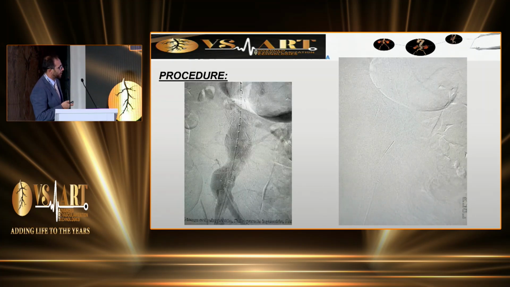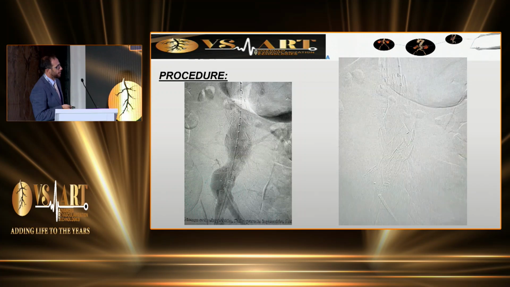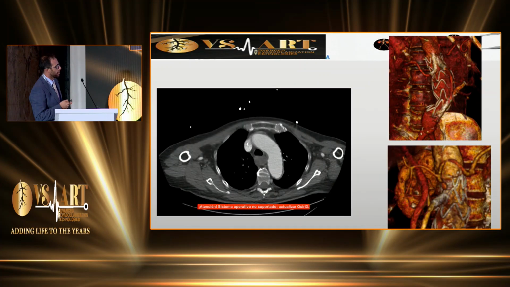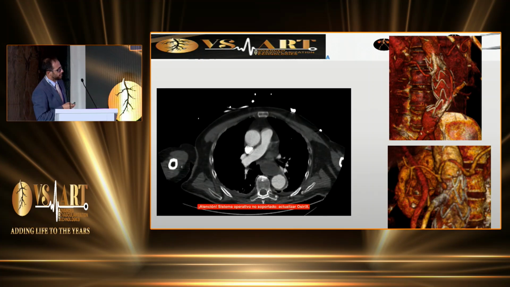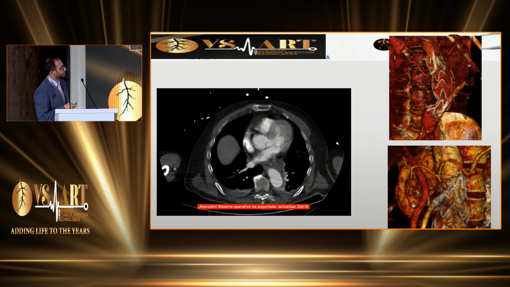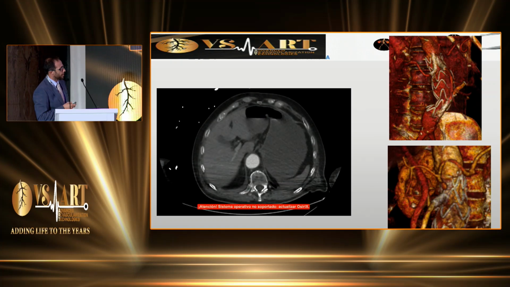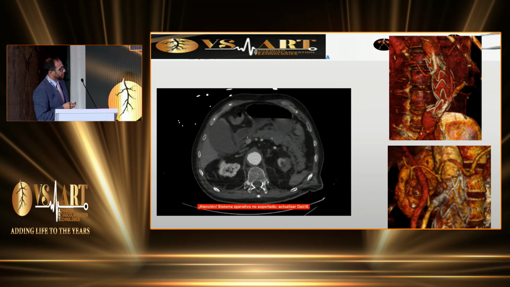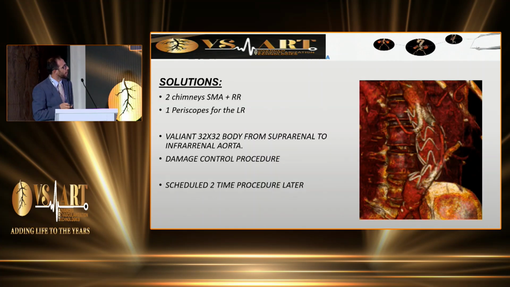And this is the final control of the procedure. You can see here all vessels were patent, and we did the control. Two days later, we can see how the vessels are patent. So in this case, the two solutions were two chimneys for the SMA and right renal, and one periscope from below, and it was a damage control procedure.